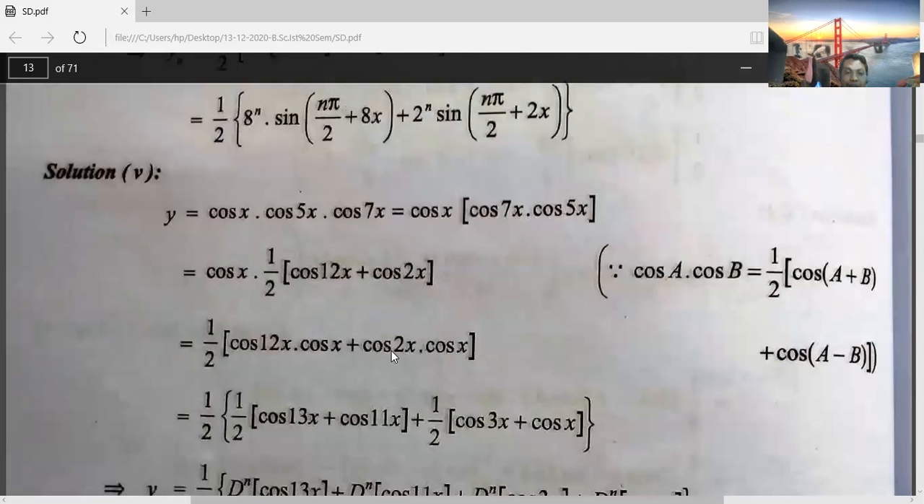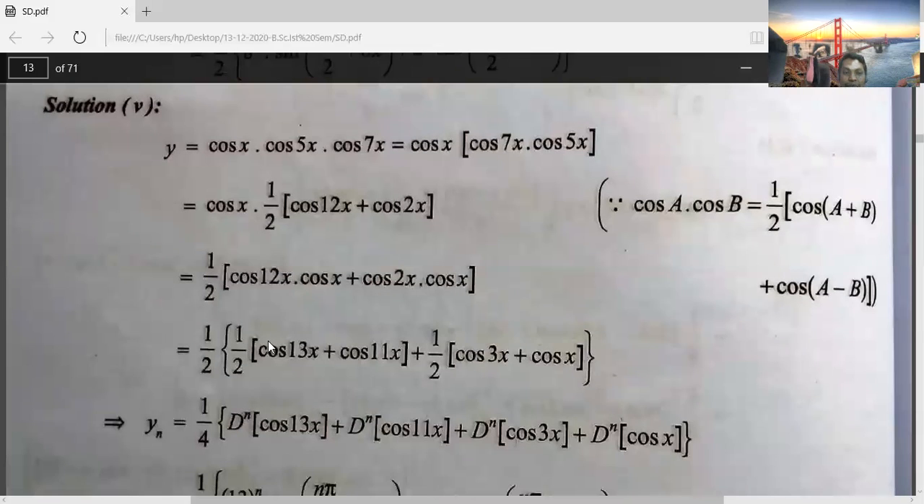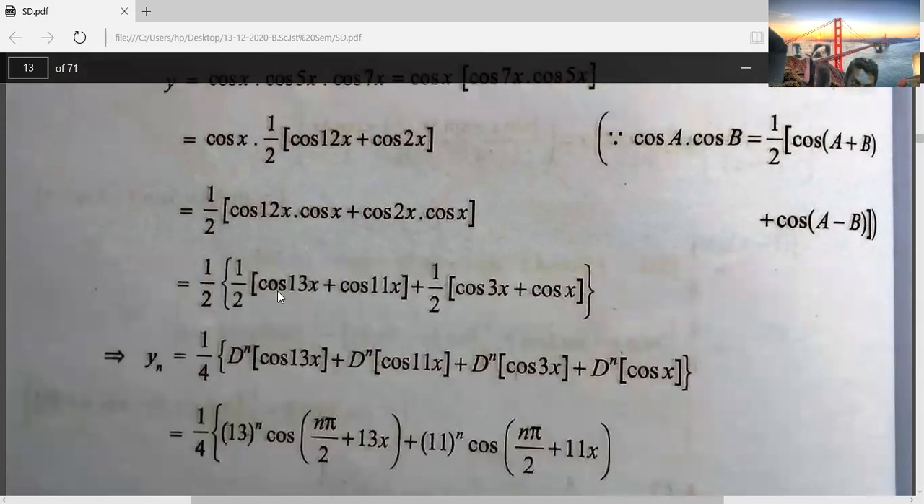Now, if you apply that and rearrange the first component, you get 1 by 2 of this. Now open the bracket so that you will get here. Now here you see y is equal to 1 by 2 into 1 by 2, 1 by 4 of this. Now for this you can apply the formula because you know the nth derivative of cos(ax plus b). If you take 1 by 4 as common, you can apply the same cos(ax plus b) formula for all the four components here.